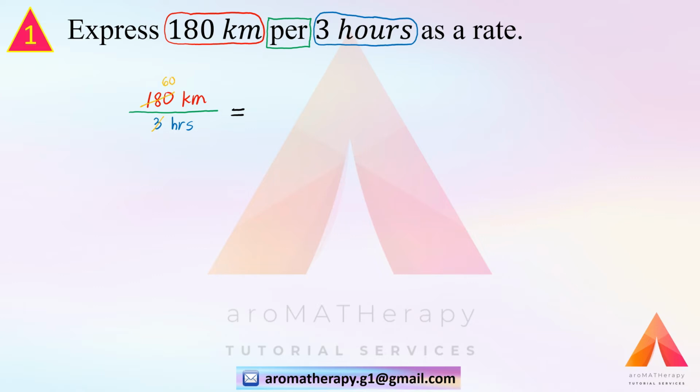So you copy 60, copy the kilometer, change the fraction bar to a slant, cancel S, and write hours. This is now the rate: 60 km per hour, 60 km/hour.